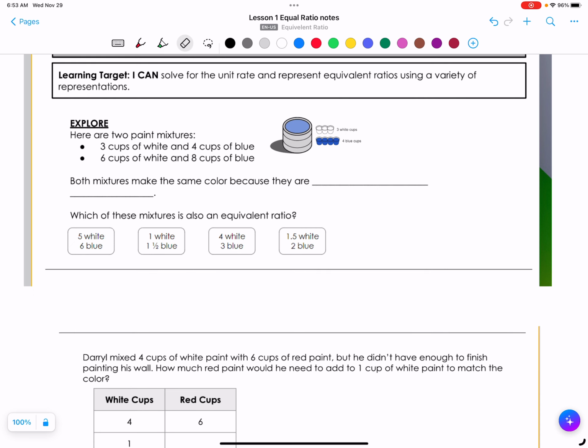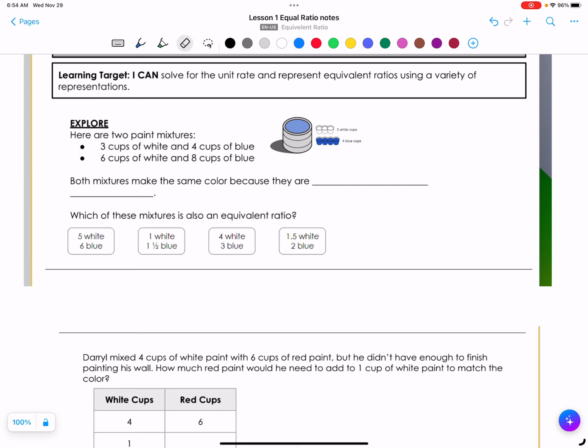We've got here, looks like we're talking about cups of paint. There's 2 paint mixtures. One is 3 cups of white and 4 cups of blue. So what that means is, let me erase this. For every 3 cups of white mixture in this one bucket, there's 4 cups of blue. They also have another paint mixture that is 6 cups of white and 8 cups of blue, and they want you to find out if these are equal ratios or equivalent ratios in terms of paint.